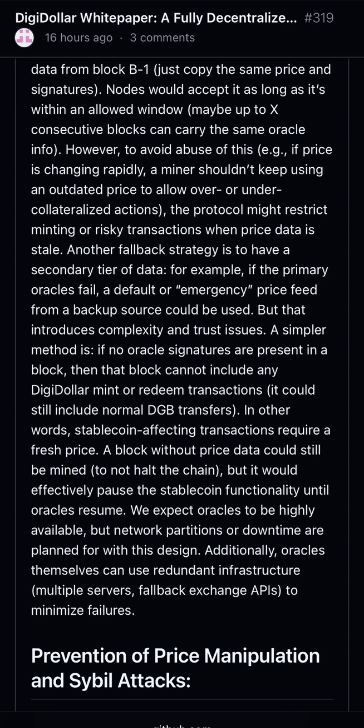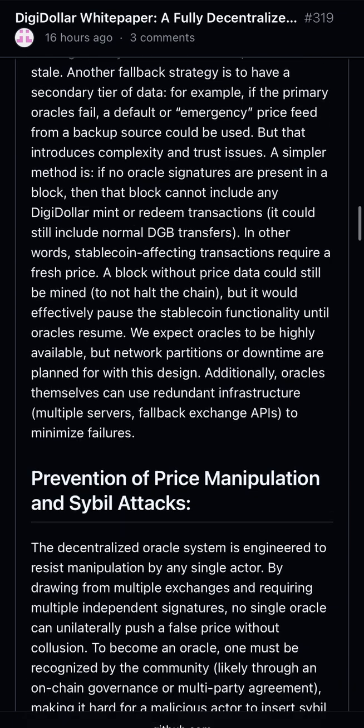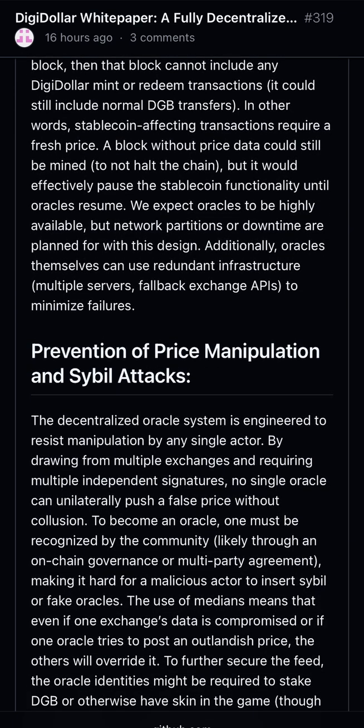Another fallback strategy is to have a secondary tier of data. For example, if the primary oracles fail, a default or emergency price feed from a backup source could be used. But that introduces complexity and trust issues. A simpler method is, if no Oracle signatures are present in a block, then that block cannot include any DigiDollar mint or redeem transactions, though it could still include normal DigiByte transfers. In other words, stablecoin affecting transactions require a fresh price.